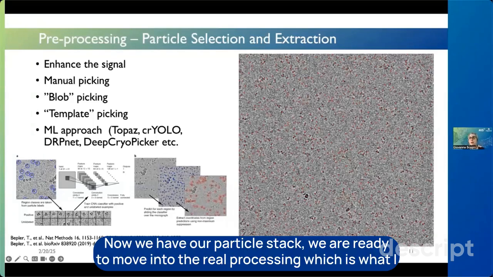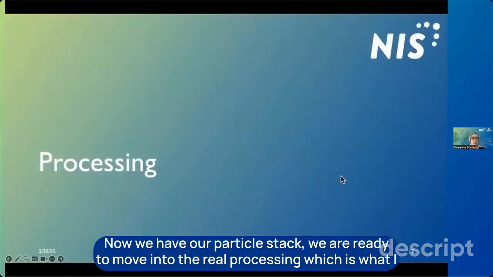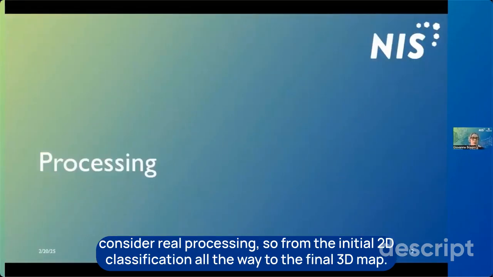Now we have a particle stack, and we are ready to move into the real processing, which is what I consider real processing, from the initial 2D classification all the way to the final 3D map.